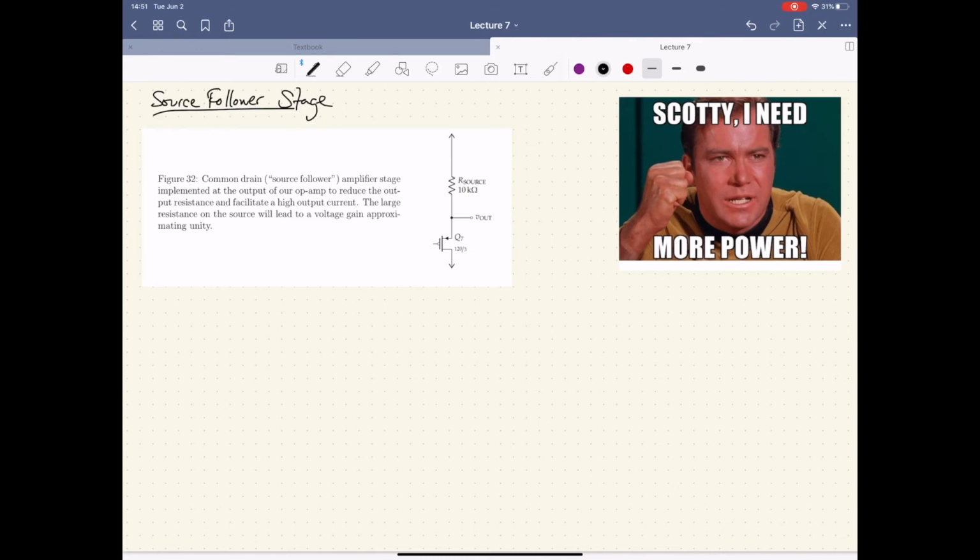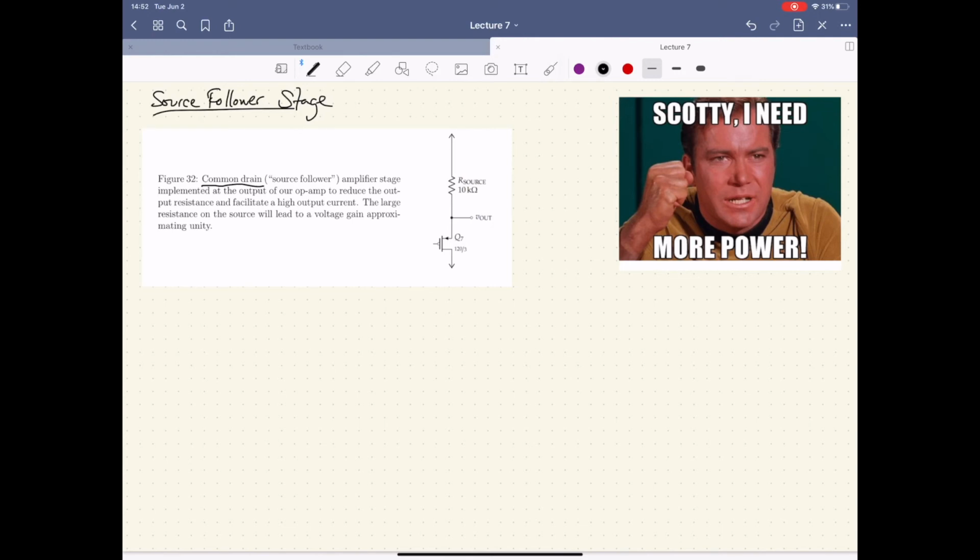All right, tangent over. Like Montgomery Scott, we're going to get more power from somewhere. And although it seems like an impossible task, we know that it's actually quite simple to do because we have our friend, the common drain amplifier. So here we go.